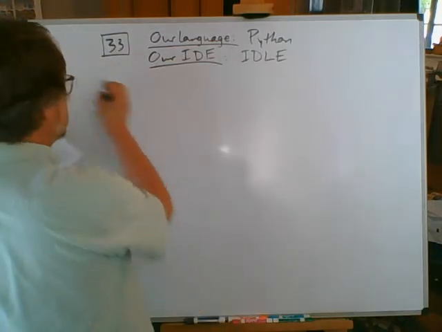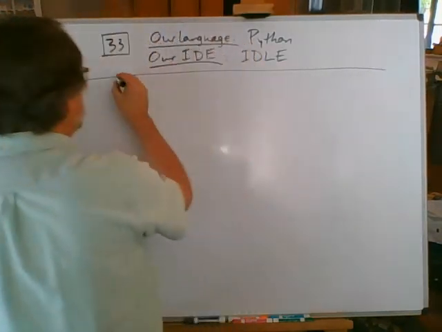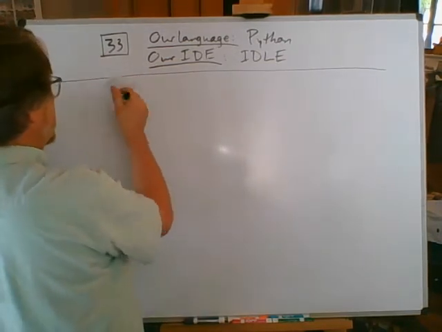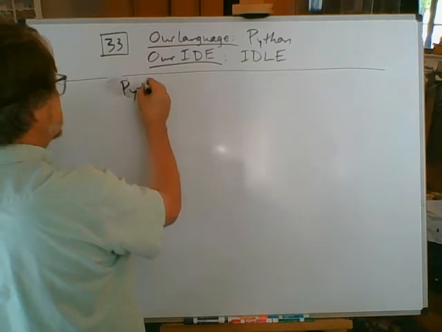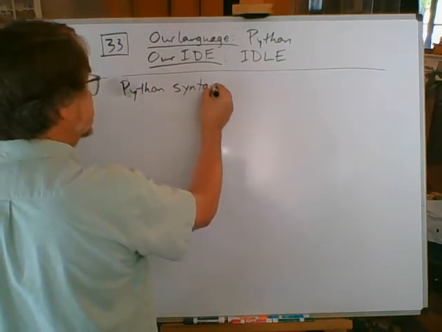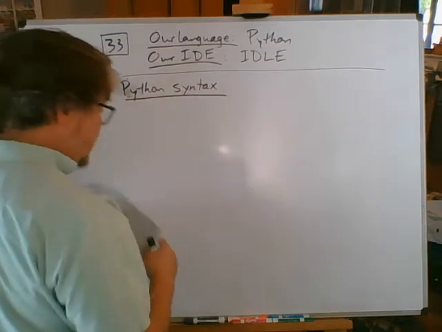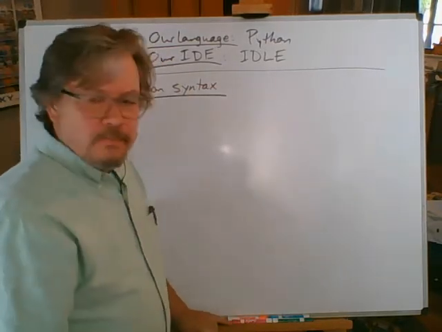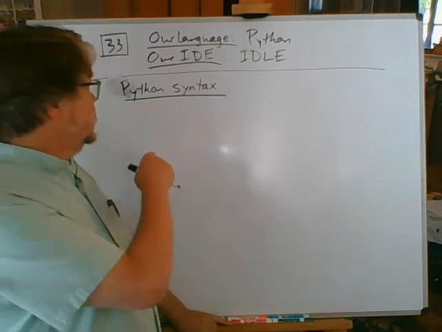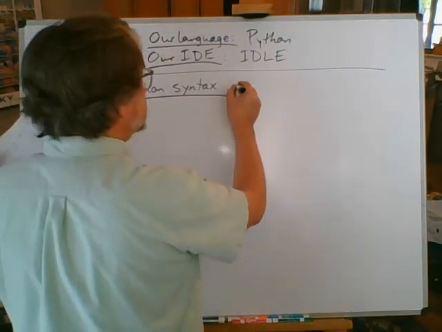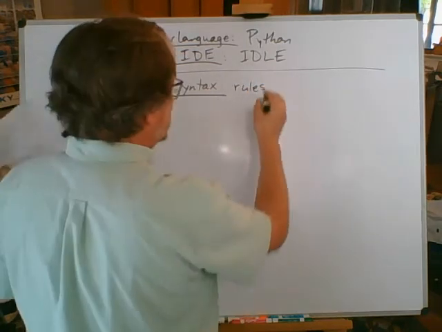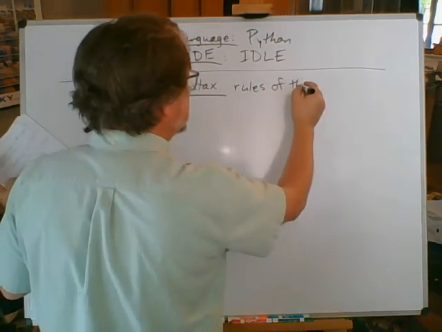Python syntax. P-Y-T-H-O-N. Syntax. S-Y-N-T-A-X. What is syntax? Is that the fee you got to pay when you win something out at Keeneland? Well, maybe, but it's spelled differently. Python syntax, this is the rules of the language. It has grammar rules just like English grammar. Rules of the language.